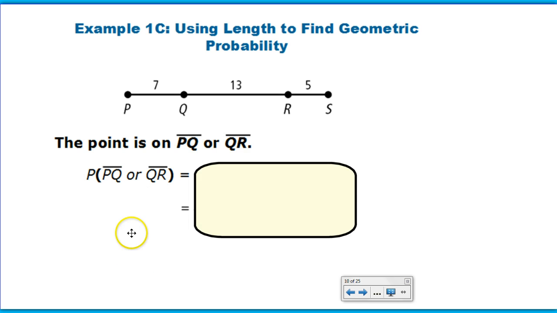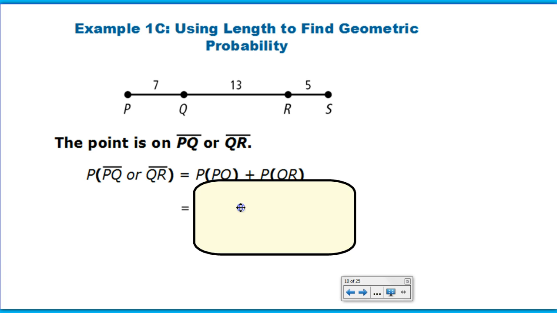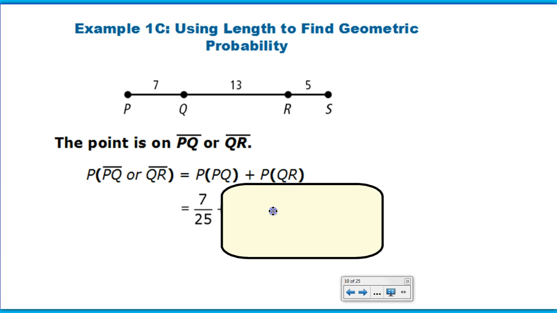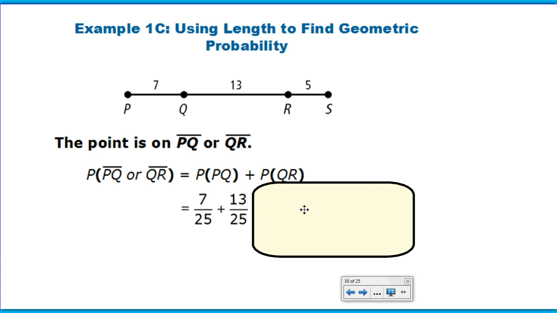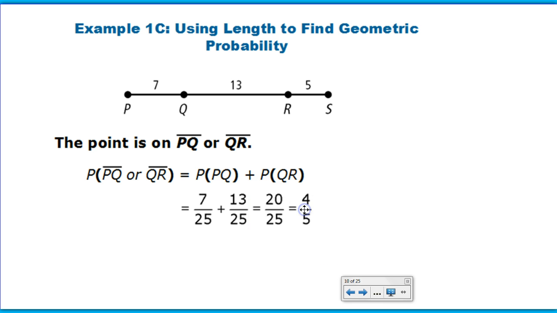How about the point is on PQ or QR? The probability that the point is on PQ or QR. It's a combined probability, so we ask what is the length of PQ and QR together? And that's right, we add them. So we have 7 plus 13, or 20, right? 20 over 25, which leaves us with a probability of 4 to 5, right?